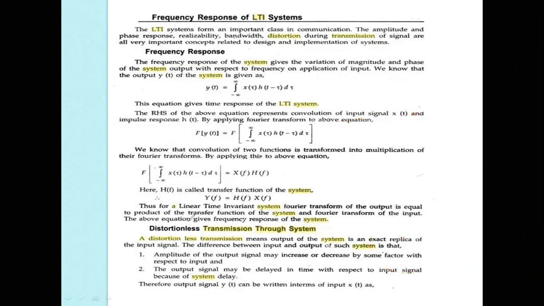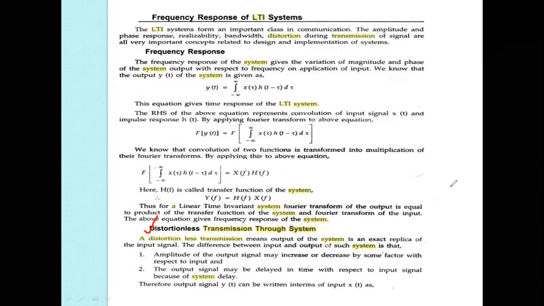Frequency response of the system. Now, we consider distortionless transmission through the system. In transmission, we always need it to be distortionless. If there is any distortion, such as noise, that is one distortion. If the amplitude decreases, that is also one distortion. And if the frequency changes, that is also one distortion. Amplitude distortion, frequency distortion. These types of distortions are avoided during transmission through the system.